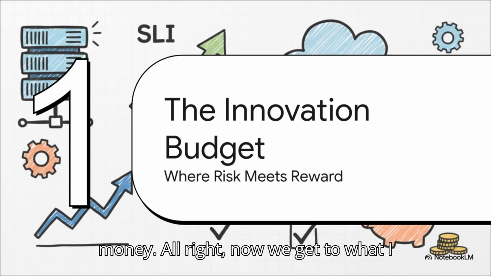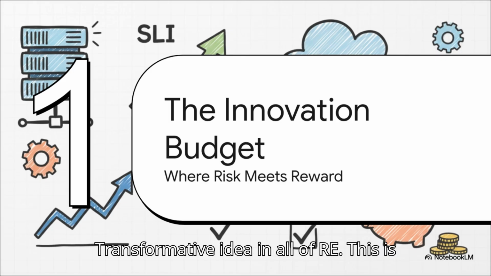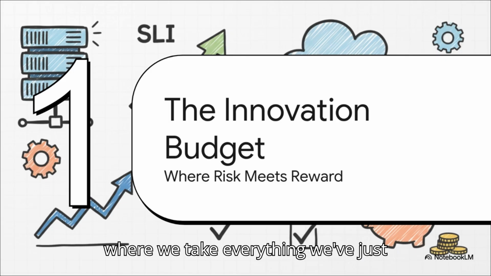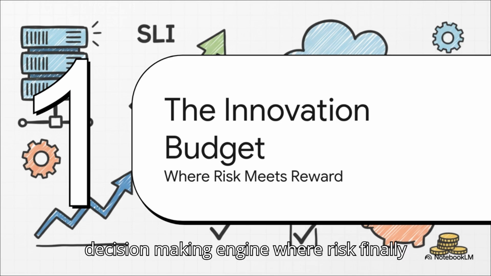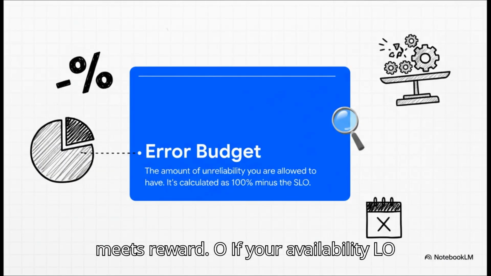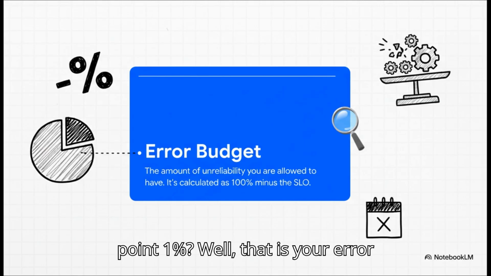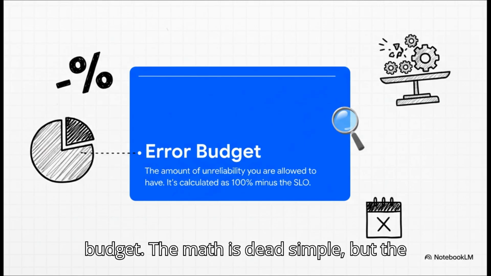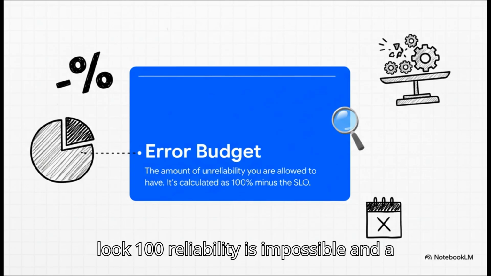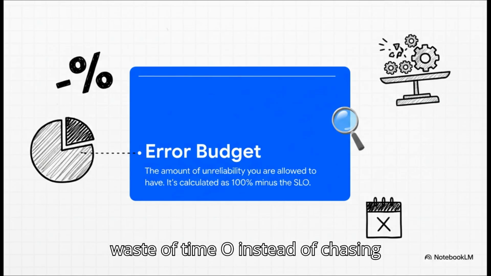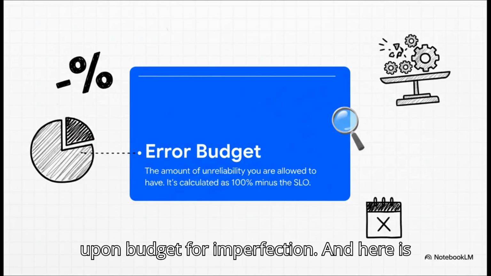All right, now we get to what I think is the most powerful and transformative idea in all of SRE. This is where we take everything we've just discussed and turn it into a practical decision-making engine where risk finally meets reward. So if your availability SLO is 99.9%, then what about that leftover 0.1%? Well, that is your error budget. The math is dead simple, but the implication is huge. SRE basically says, look, 100% reliability is impossible and a waste of time. So instead of chasing perfection, it creates a specific agreed-upon budget for imperfection.